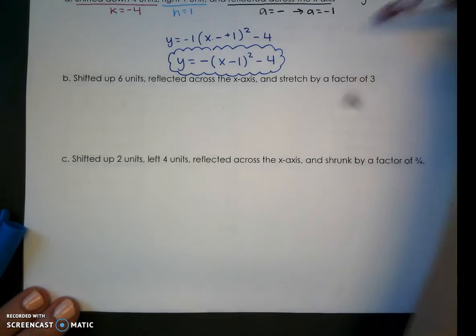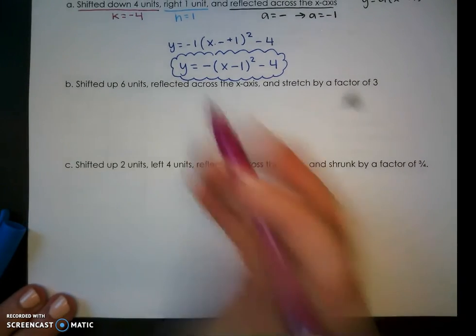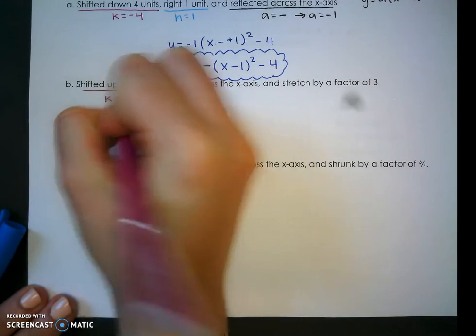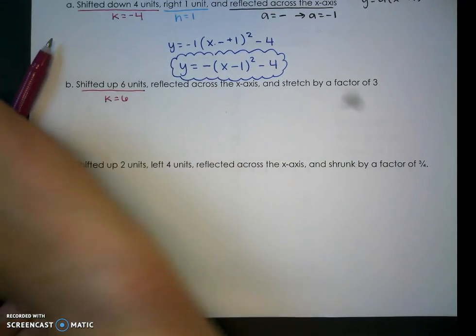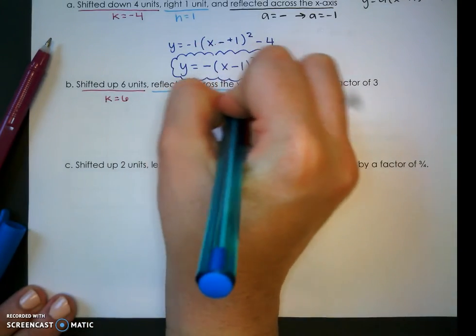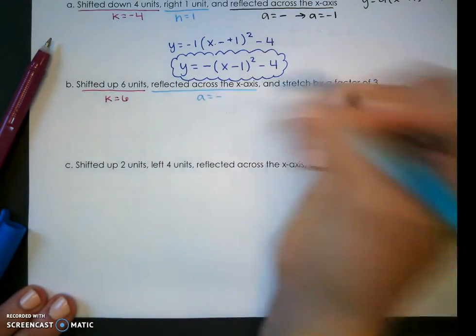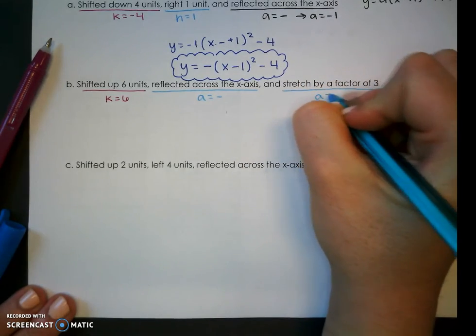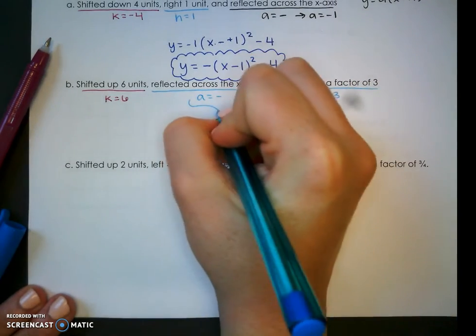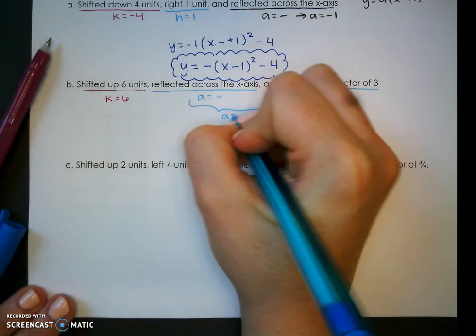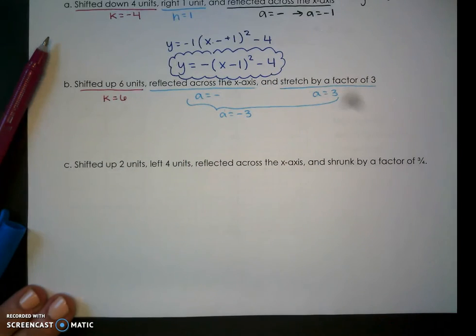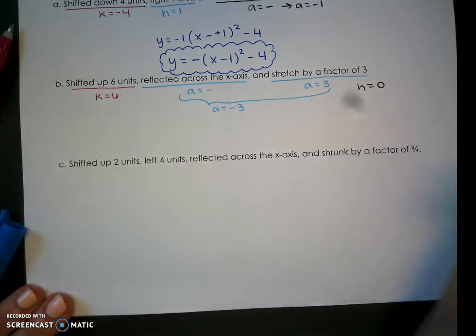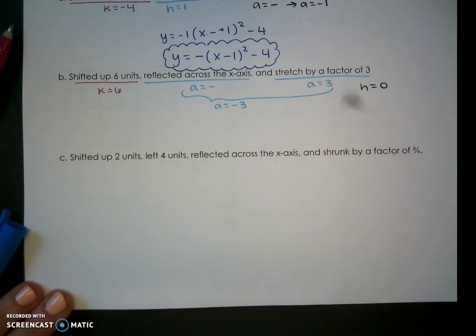All right, on B, we are shifting up 6 units. So again, that's K. This time it's positive. Reflecting across the x-axis, that tells me my A is negative. And stretching by a factor of 3, which tells me my A is 3. So using these 2 things, I know that my A is -3. Now it doesn't say anything about left or right. That means that my H is 0. No left or right happening here.